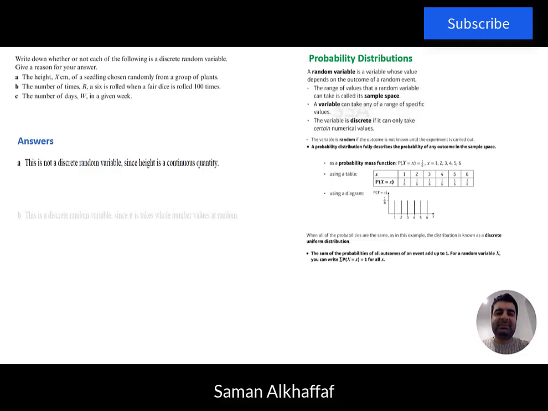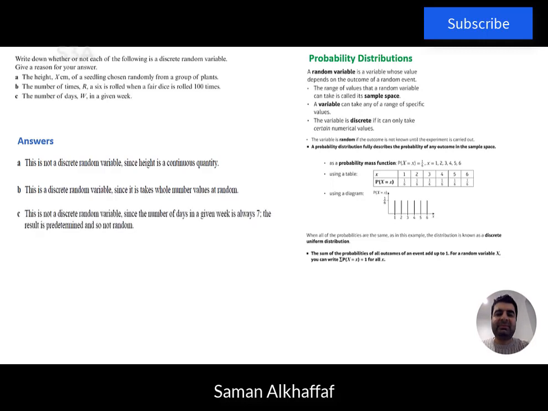For part B, the number of times, R capital, a 6 is rolled when a fair dice is rolled 100 times. In this scenario, this is a discrete random variable since it takes whole number values at random. For part C, the number of days, W capital, in a given week. In this scenario, this is not a discrete random variable since the number of days in a given week is always 7. The result is predetermined and so not random. And on the right hand side, it gives you the definitions for discrete and random variables and more insight in terms of how you can answer these types of scenarios. And this will be our answer for this question.